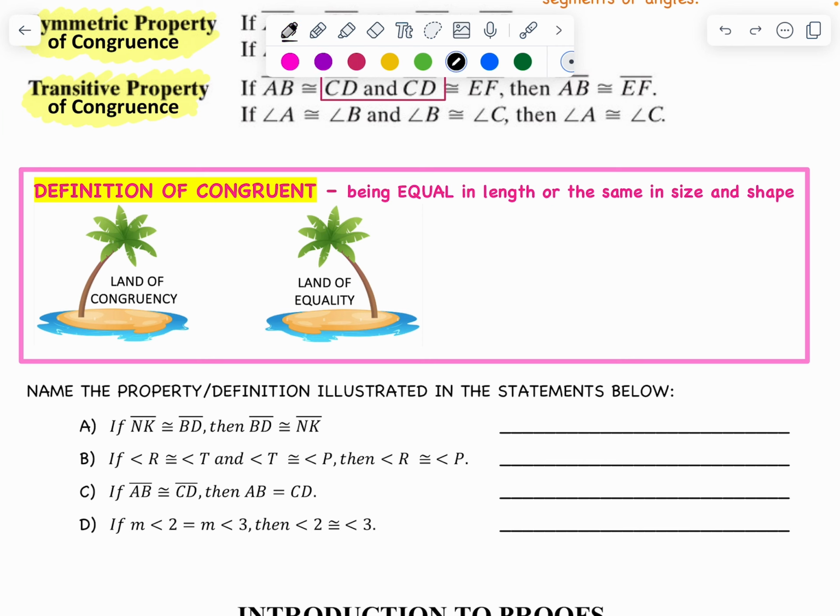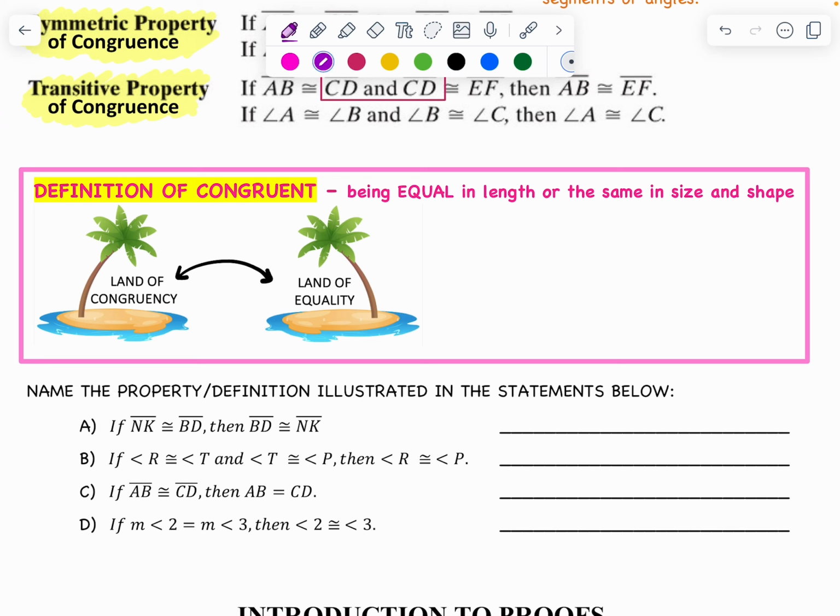But you can't be in both places at once, but you are allowed to hop back and forth between the 2 lands. But there's a requirement, right? You just can't hop, right? You have to justify the hop. And the justification is the definition of congruent.